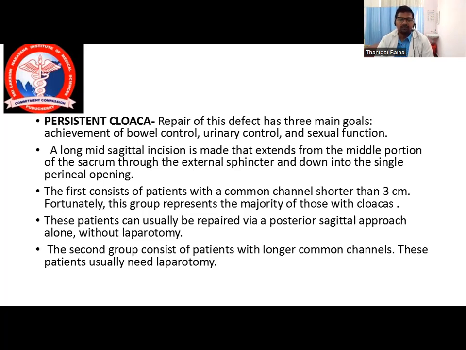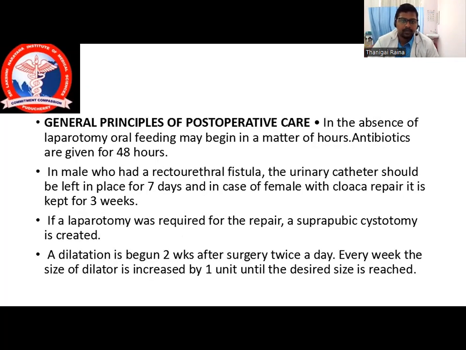The second group consists of patients with a longer channel. Longer channel means more than 3 centimeters. These patients usually will undergo laparotomy. So these are the surgeries for male and female babies.